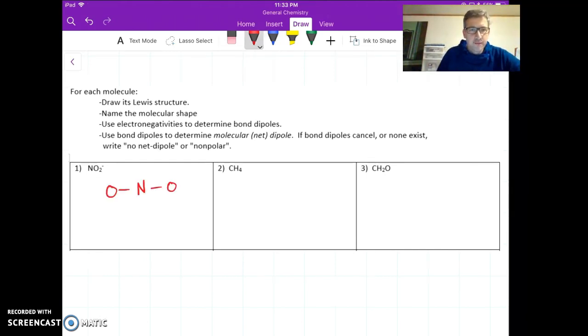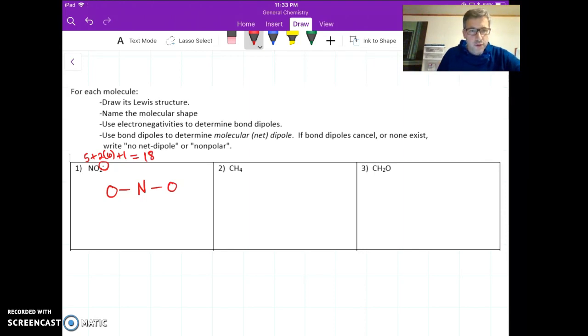Okay, this first one I have NO2 1 minus. This is nitrite. And that 1 minus charge means that I have an extra electron to work with. So nitrogen has 5, each oxygen has 6, so 2 times 6 is 12, plus that 1 extra electron, so 5 plus 12 plus 1 gives me 18, right?